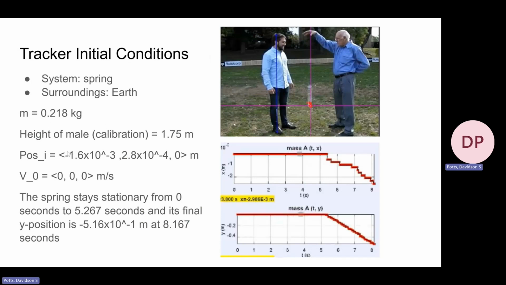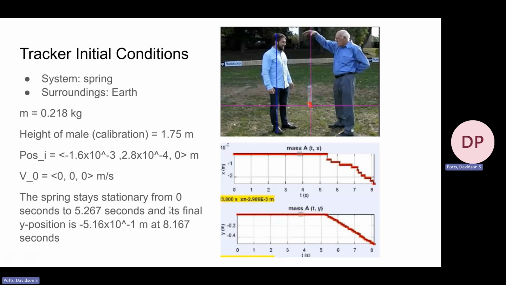The mass is 0.218. We calibrate it to the height of this male. The position is initially set at this position according to the calibration of the Tracker in the grid system, and it's at rest, so the initial velocity is 0.